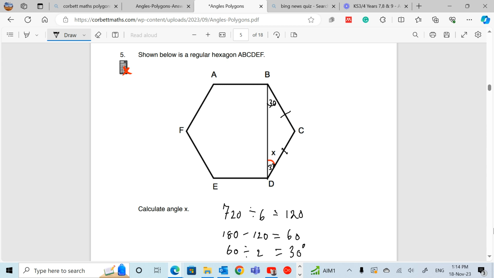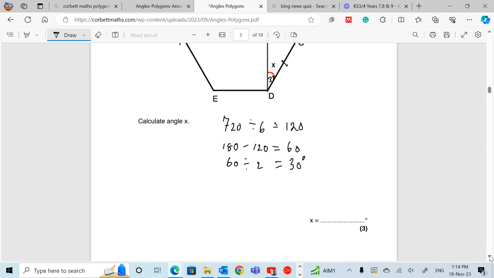And that's your 3 marks. Wow, 3 marks for that question. So that's a nice 3 marks. So X is equal to 30 degrees. Oh, it's got the degrees already there, so we can just erase that. No need to put it in. 30 degrees. It's there already.